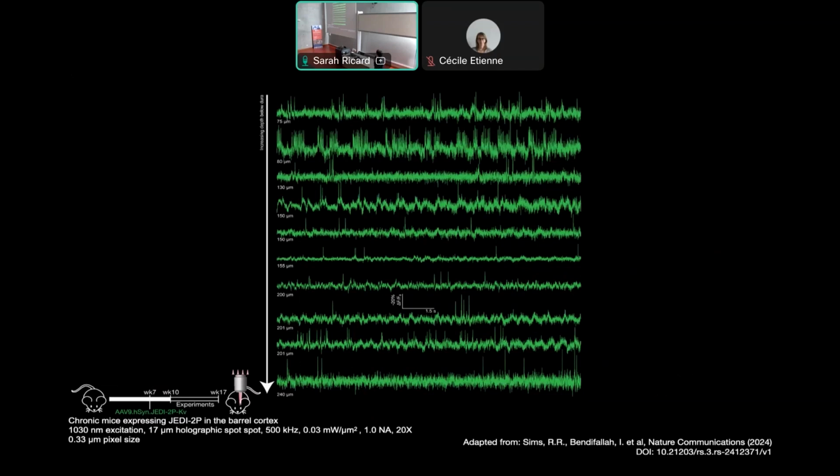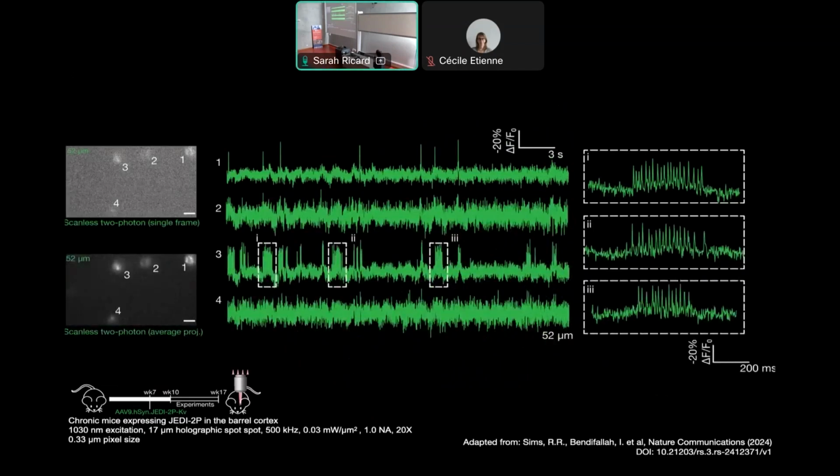out of your spot. But even so, we were able to record action potentials from layer 2/3 of the barrel cortex. For reference, there are 6 layers. And again, we're able to do that for multiple cells simultaneously.